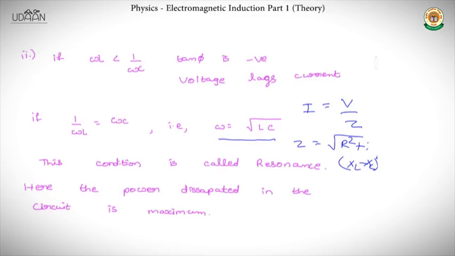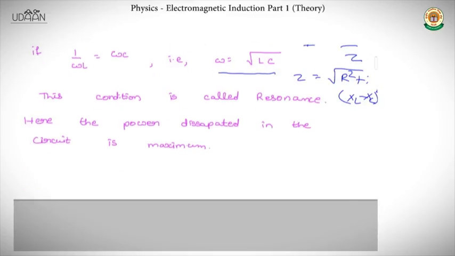That's right. And during resonance, the power dissipated in the circuit will be maximum. Power dissipated in the circuit in one cycle is given by Vrms into Irms into cos phi. In resonance, cos phi is nothing but R by Z. Exactly. In resonance, R is equal to Z and the power dissipated will be maximum.